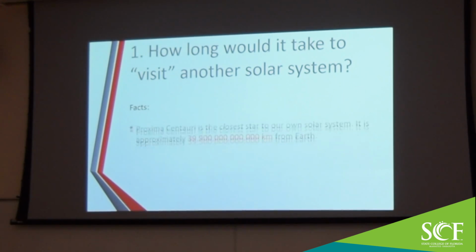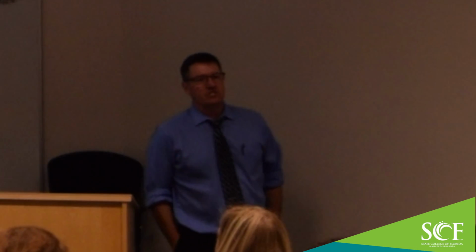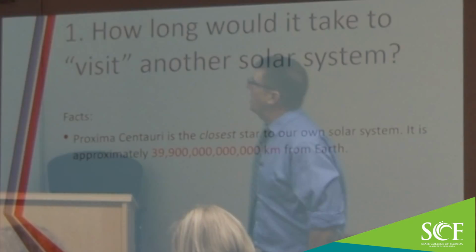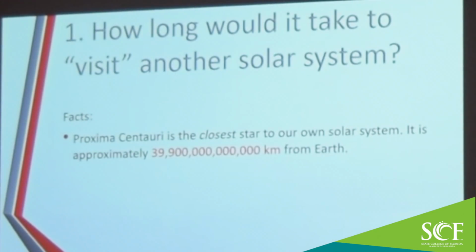Okay, I'm going to give you some facts. Proxima Centauri. Scientists, I see a few scientists here. Proxima Centauri is the closest star to our own solar system. It is approximately 39,900 billion kilometers from Earth. So that's the closest one.